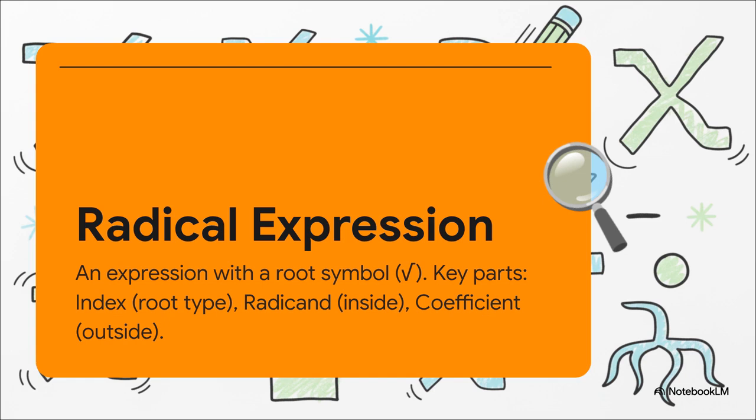That number sitting out front, being multiplied, that's your coefficient. The tiny little number tucked into the checkmark part, that's the index. It tells you what kind of root you're dealing with, like a square root or a cube root, and the number inside the symbol, that's the radicand. So coefficient, index, radicand. Got it? These three are going to be our best friends today.